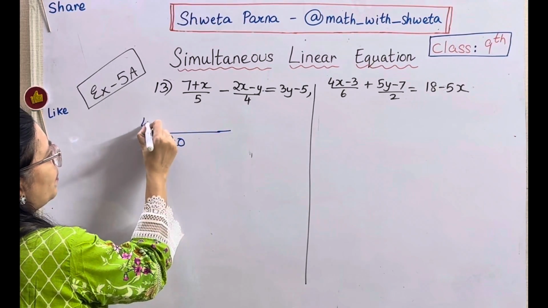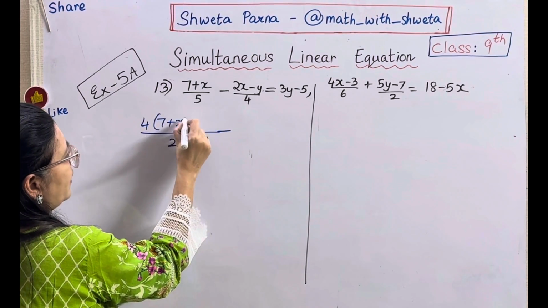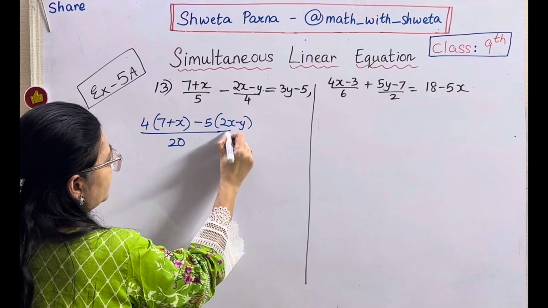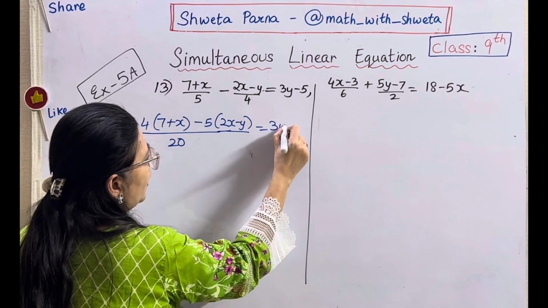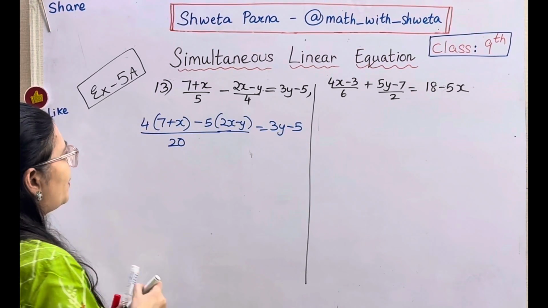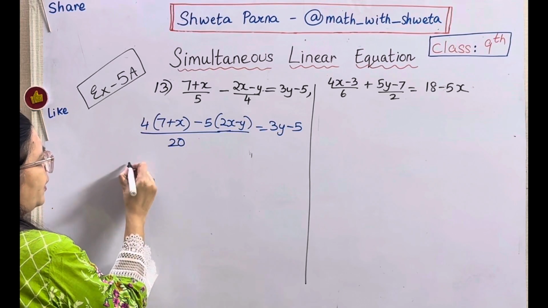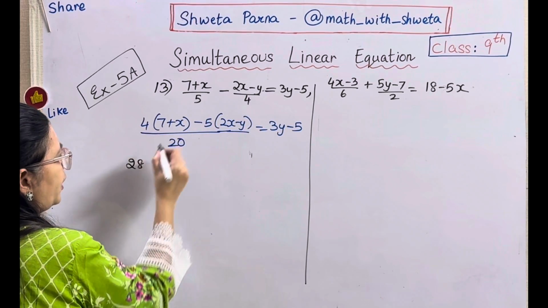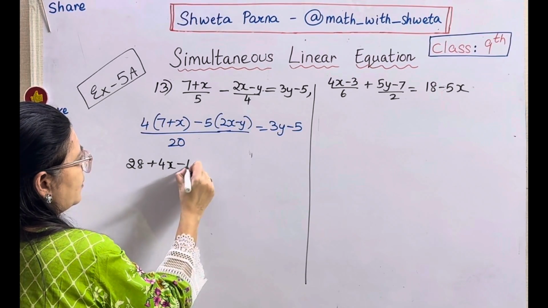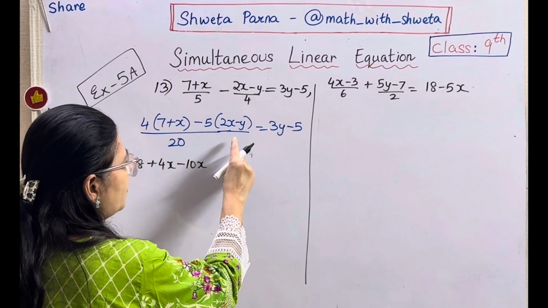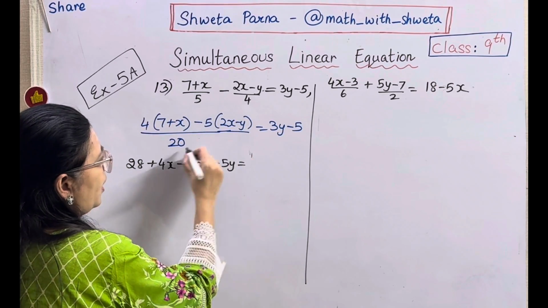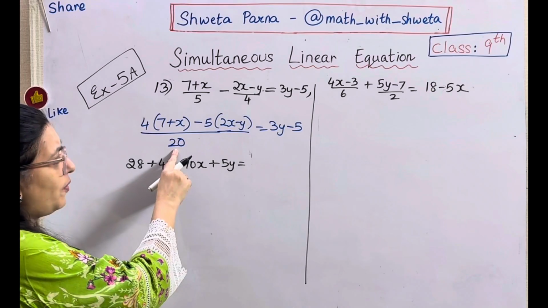So here you will multiply 4 into (7 plus x) minus 5 into (2x minus y) is equal to 3y minus 5. Okay. Next step, let's open the bracket now. 4 into 7 is 28. 4 into x is 4x. Minus 5 into 2x is minus 10x. Minus 5 into minus y is plus 5y. And since this is division, divided by 20.